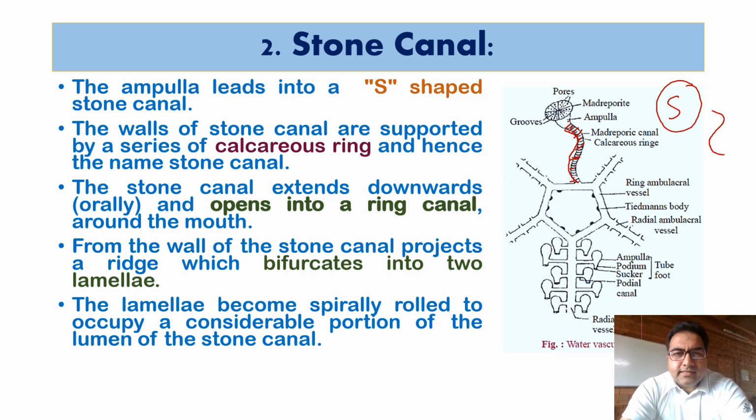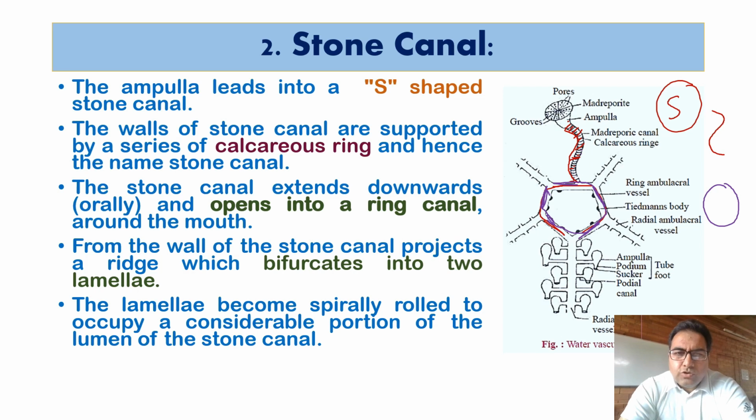The stone canal extends downward orally and opens into the ring canal. This ring canal is often shown as pentamerous, and sometimes as round, but in many cases it is shown as pentamerous because of the penta-radial symmetry, as in Asterias. So the ampulla leads to the stone canal, and the stone canal leads to the ring canal around the mouth.